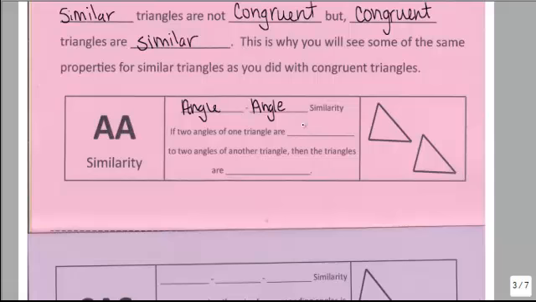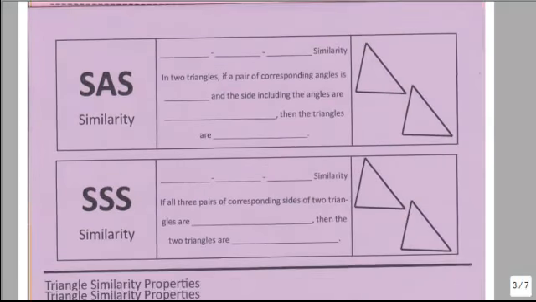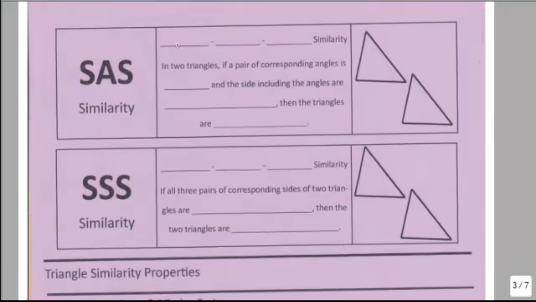If 2 angles of one triangle are congruent to 2 angles of another triangle, then the triangles are similar. So if this angle is congruent to this one, and this angle is congruent to that one, then those would be similar by angle-angle. Then we have side-angle-side similarity.